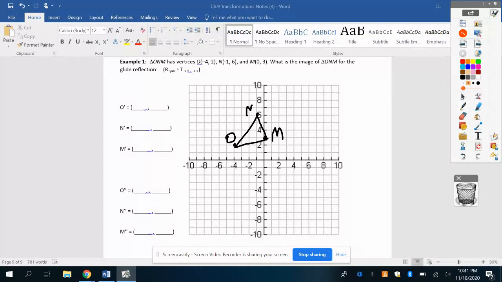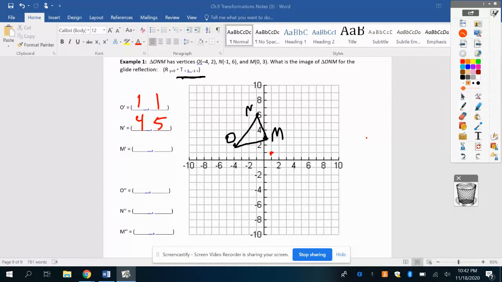The first thing you need to do is your translation. We're going to take our original image and translate it 5 units to the right and then 1 unit down. When we go 5 to the right and 1 unit down for O, O prime ends up being (1, 1). So we end up right here. And then N, when you go 5 to the right, down 1, you end up with (4, 5).